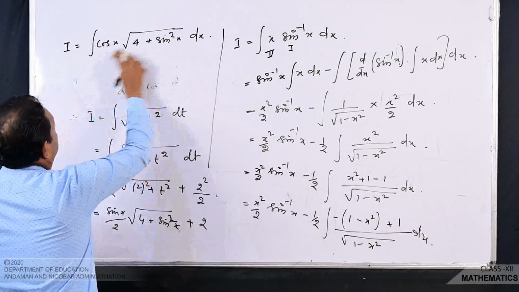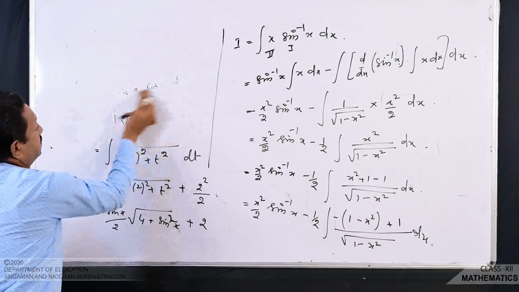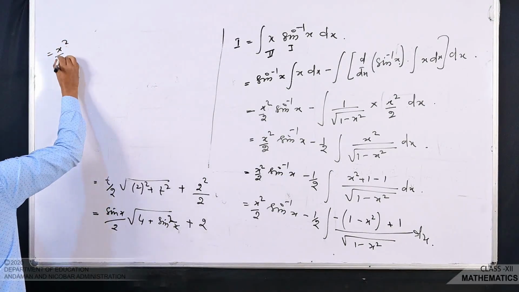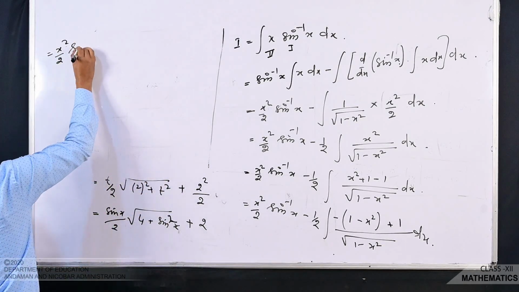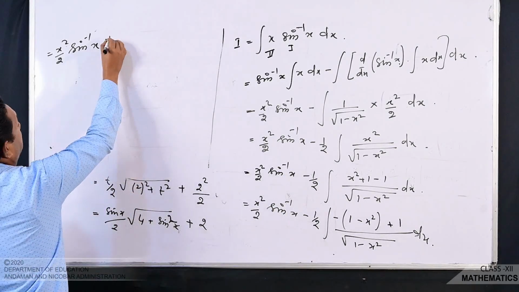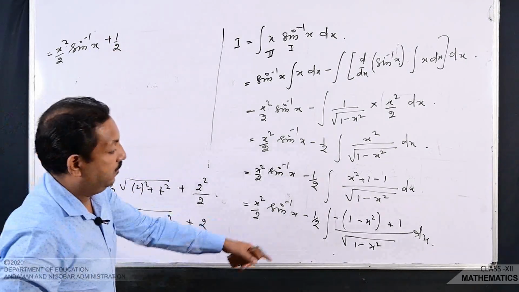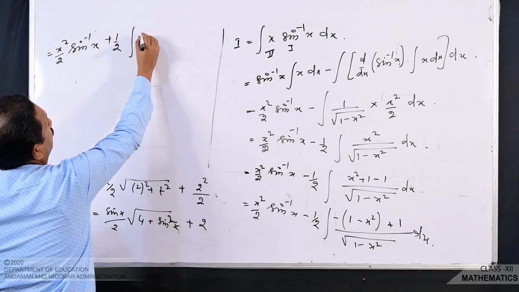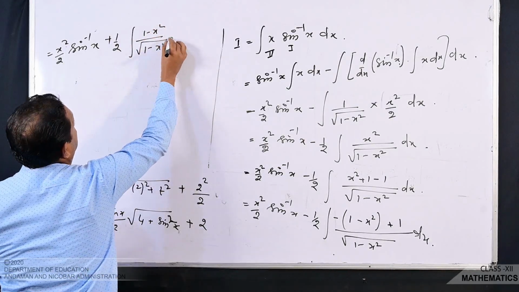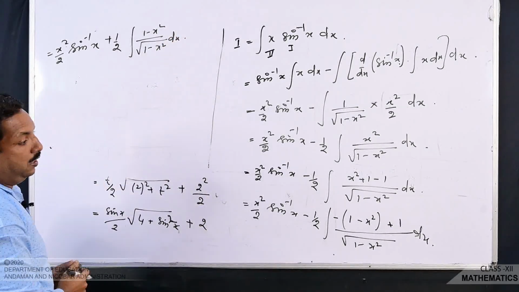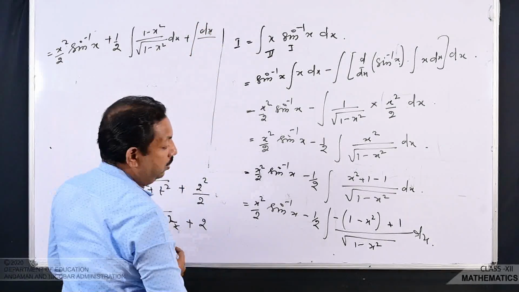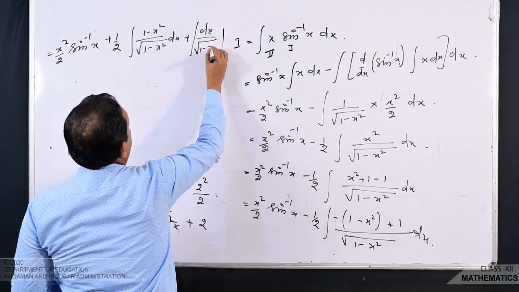So, therefore, you can make your adjustment like this, that is x square by 2 sin inverse of x, and this plus 1 by 2, that is integration of 1 minus x square by root under 1 minus x square dx, and plus integration of dx upon root of 1 minus x square.